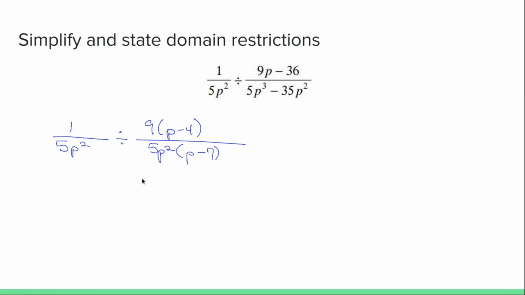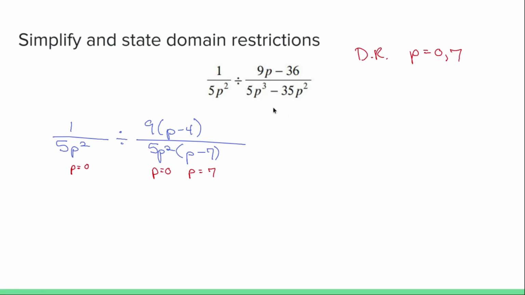All right. Now that I have that, my domain restrictions are going to be any number that makes the denominator equal to 0. Okay, so I am not allowed to plug in 0 for this 5p squared because that'll make that equal to 0. So p equals 0 is going to be a guy that makes that bottom become 0. Similarly, if I were to set this factor 5p squared equal to 0, I would get p equals 0 again. P equals 7 is going to be my domain restriction here because that makes that factor equal to 0. So my domain restrictions so far are going to be p equals 0 and 7.